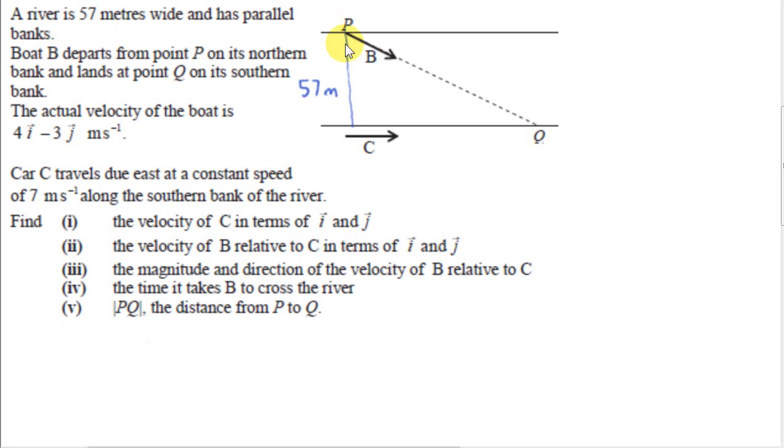A river is 57 meters wide and has parallel banks. Boat B departs from point P on its northern bank and lands at point Q on its southern bank. The actual velocity of the boat is 4I minus 3J meters per second.